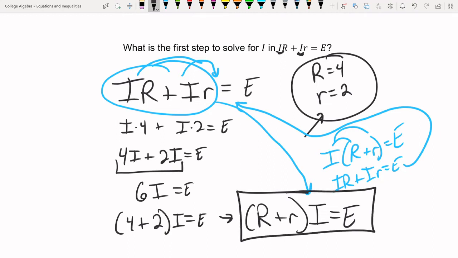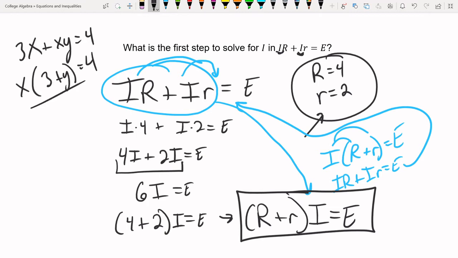Very important trick when you're doing algebra, because sometimes you have two variables. For instance, 3x plus xy equals 4. To solve for x here, you have to factor out the x, which then you can divide by the 3 plus y. That's how you solve for the x. That's the actual method of doing it.